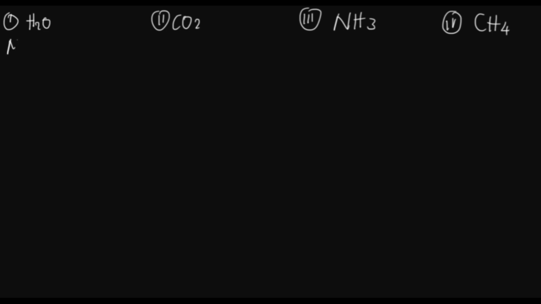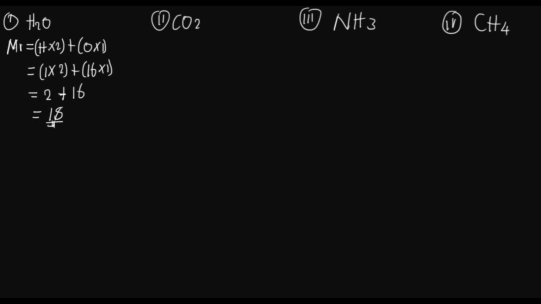So the first one, let's look at the mass for water. From water we can see that we have 2 atoms of hydrogen, so hydrogen times 2, plus 1 atom of oxygen multiplied by 1. Then the mass number for hydrogen is 1 times 2, oxygen is 16 times 1. So 1 times 2 is 2, plus 16 times 1 is 16. We get 18. So this is our relative molecular mass, because water is a covalent compound.